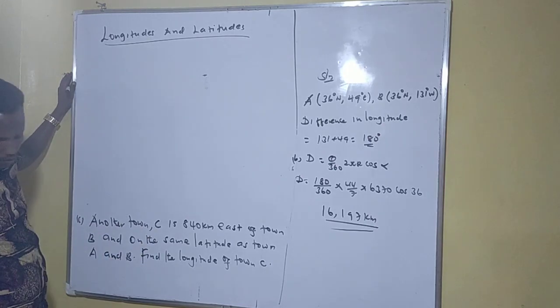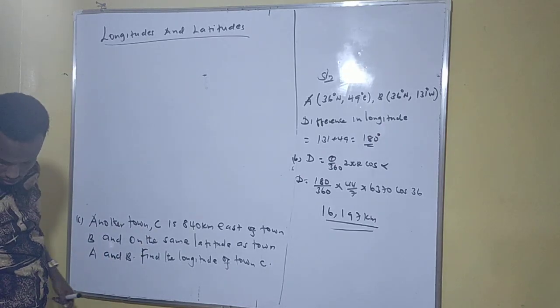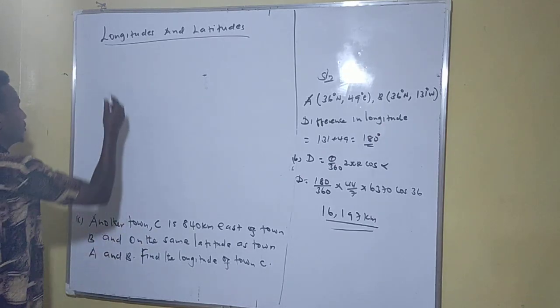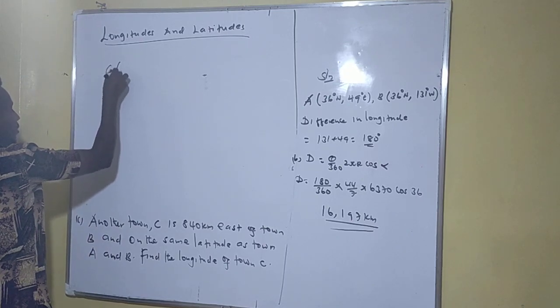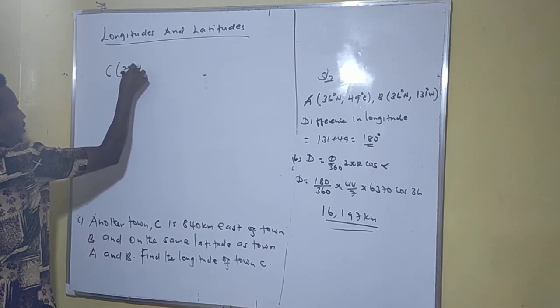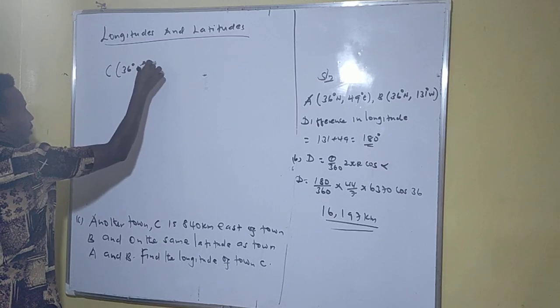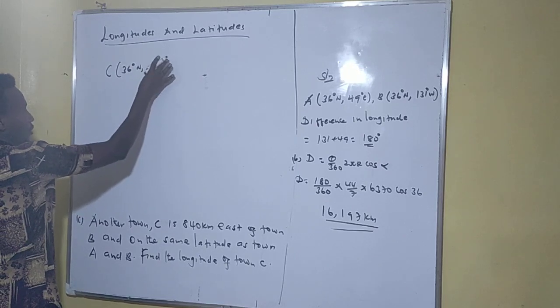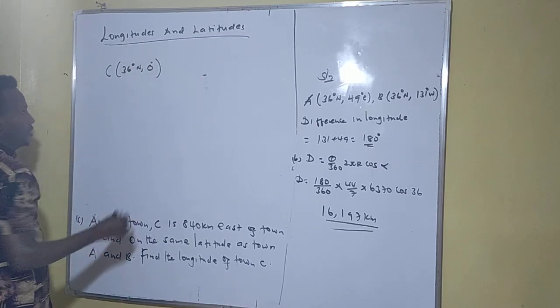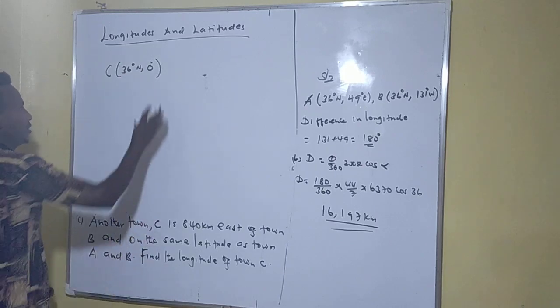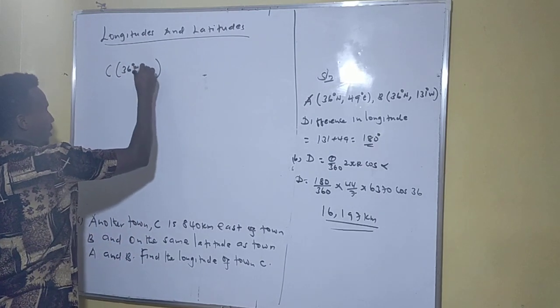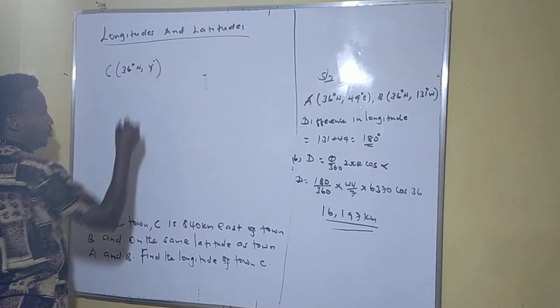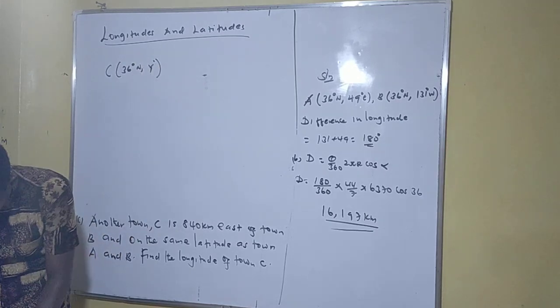Okay. You're told another town, C. We have town C that's 6 degrees north, but we don't have the longitude. Let's call it theta. We don't know this one. So we can take x or y here, because I don't have it. So I was told, read this statement.